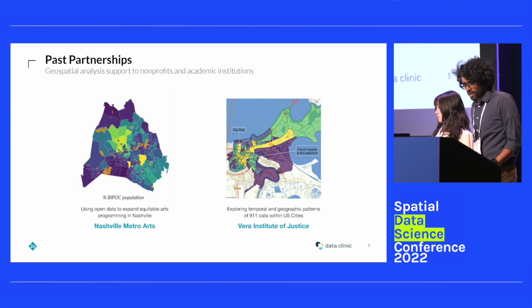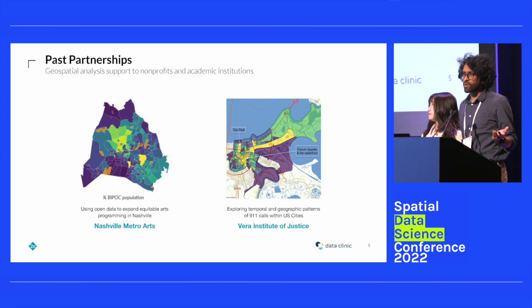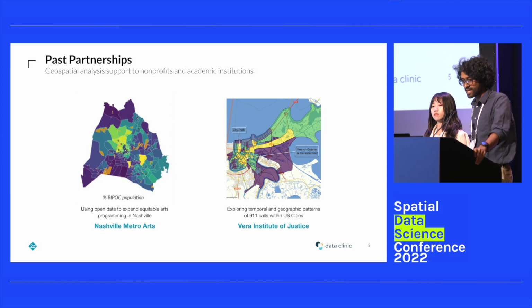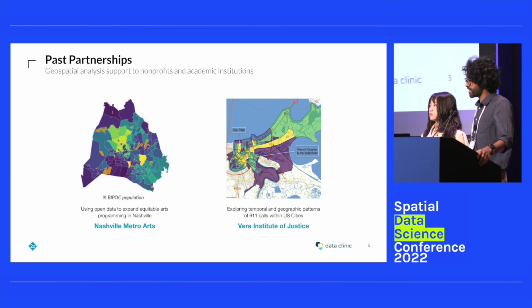Just to give you a hint at what kind of work we do, a lot of open data is geospatial, and a lot of questions that organizations, nonprofit organizations have are geospatial in nature, and they don't have the resources to do geospatial analysis. So a lot of our work ends up being geospatial in nature.